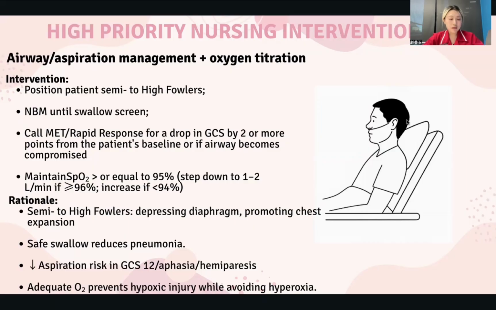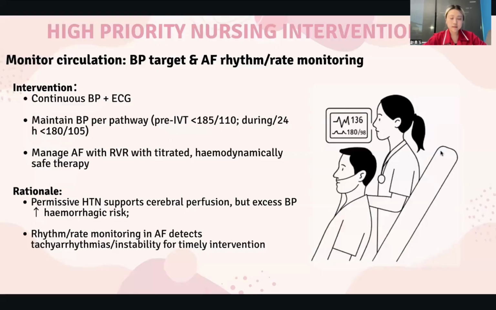Oxygen, we need to maintain a suitable oxygen level. If the saturation of oxygen is lower than 94, we need to increase the oxygen. If it is over 96, we need to step down to 1 to 2 liters. Maintaining optimal oxygen levels can prevent hypoxic injury and avoid hyperoxia.